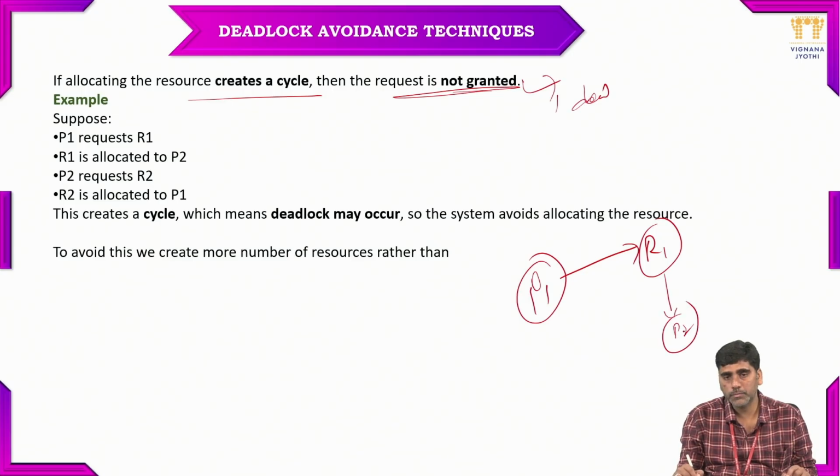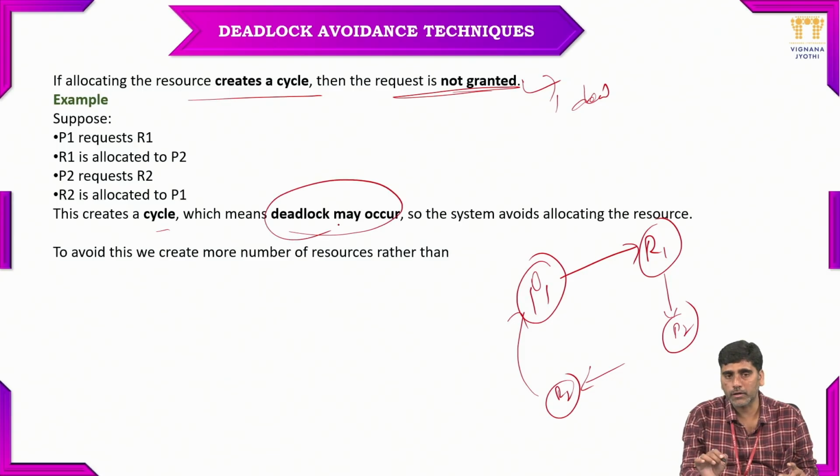The direction towards the process is the assignment edge. And P2 requests R2. This is the request edge, and R2 is allocated to P1. So this creates a cycle. To avoid the cycle, we can create one more resource so that the cycle will not occur and deadlock may not occur. But in this case, the cycle occurs, which means deadlock may occur.